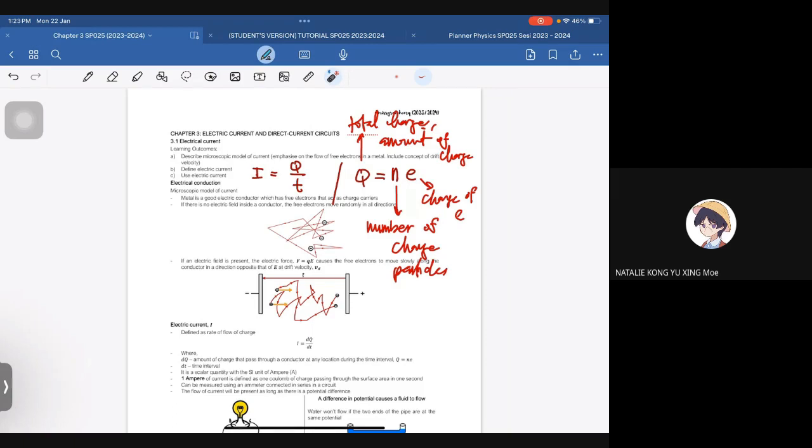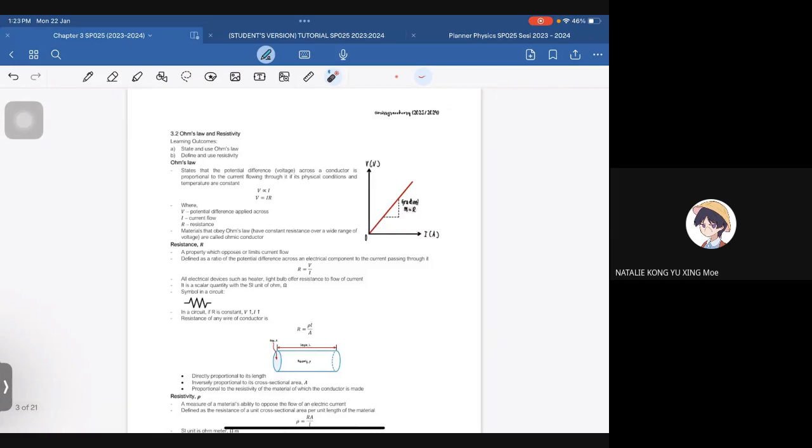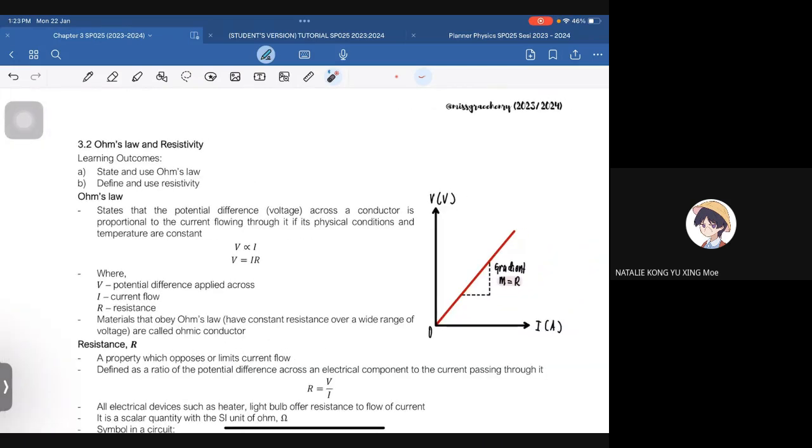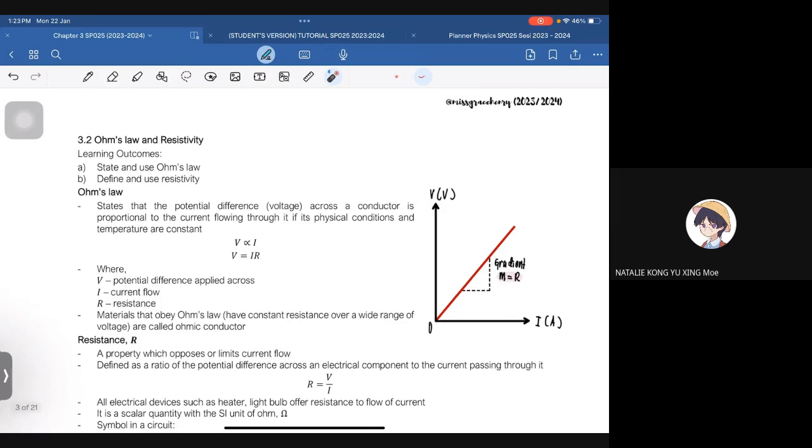Dua benda aja. Kita perlu ingat ni, kita perlu apply ni. Lepas tu kita ada Ohm's law and resistivity. Ohm's law ni yang kamu buat tu lah eksperimen tu. Eksperimen practical test kamu nanti. Okay, so yang ini state and use Ohm's law. So sini learning outcomes cakap you have to use Ohm's law.